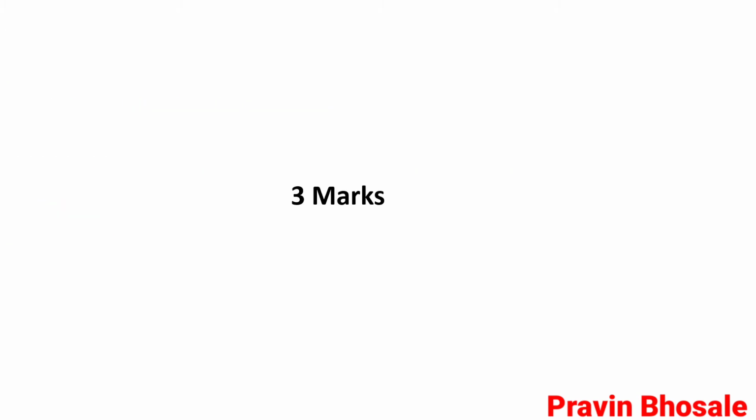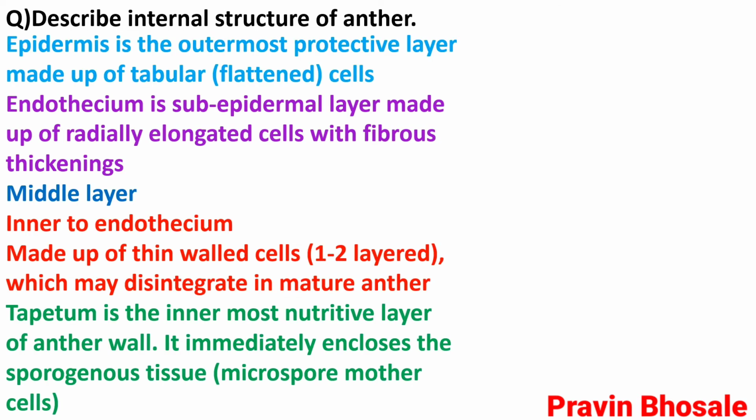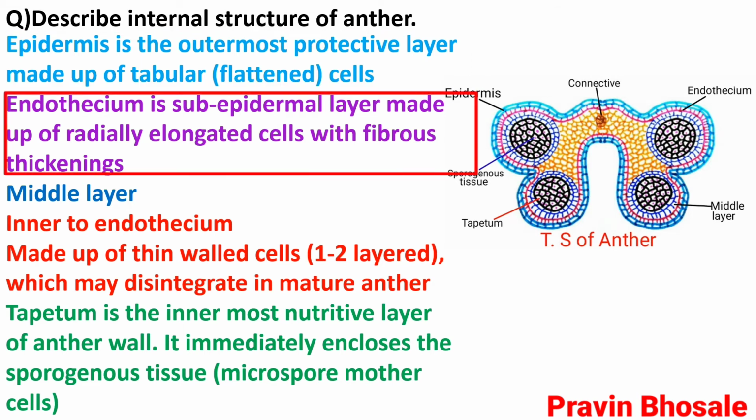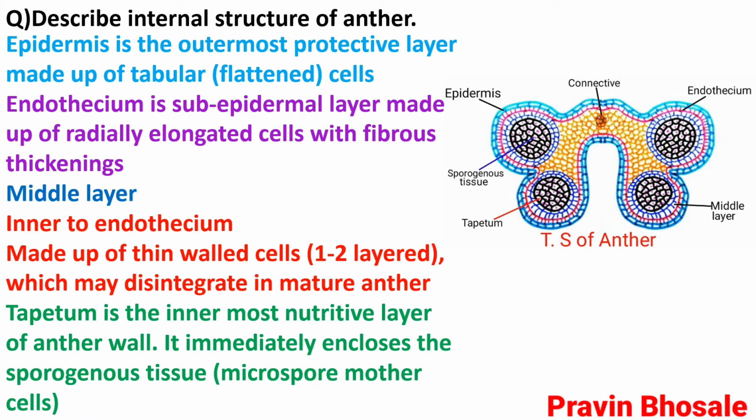3 marks question. Describe internal structure of anther. The structures are epidermis, endothecium, middle layer, tapetum. Epidermis is the outermost protective layer. Endothecium is subepidermal layer. Middle layer, inner to endothecium. Tapetum is the innermost nutritive layer of anther wall.